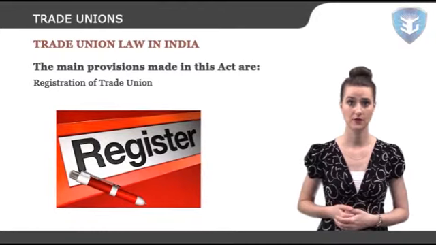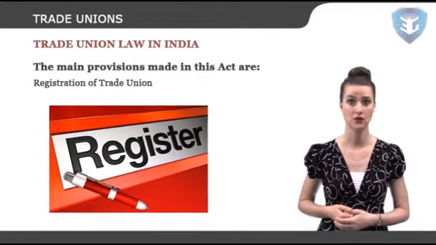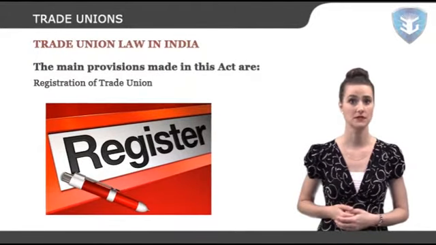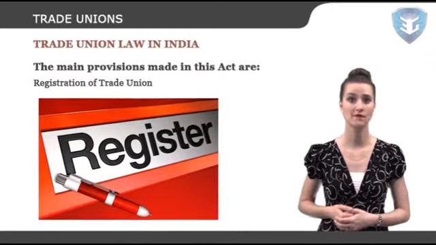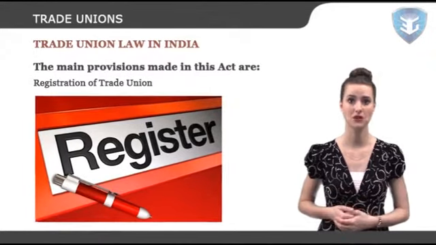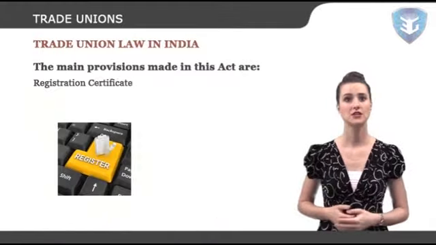Registration of trade union. The Act provides for the registration of trade unions with the Registrars of Trade Unions, set up in different states. For registration of a trade union, 7 or more members of the union can submit their application in the prescribed form to the Registrar of Trade Unions. Registration Certificate.